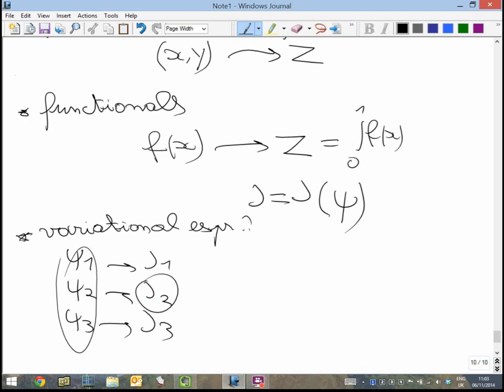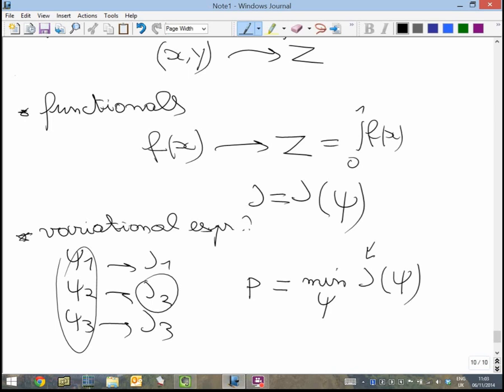The variational expression is asking, okay, I have my functional J, which operates on functions psi, and I'm going to look for functions psi such that when I plug them into my functional J, they minimize that expression and give me, for example, the actual minimal energy here. So this is a variational expression.